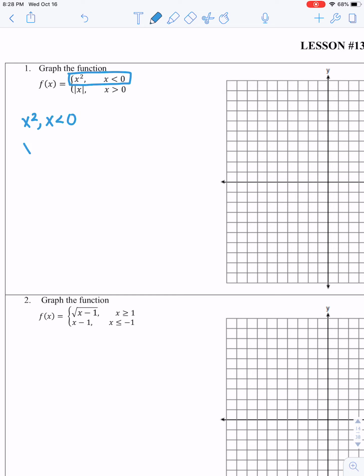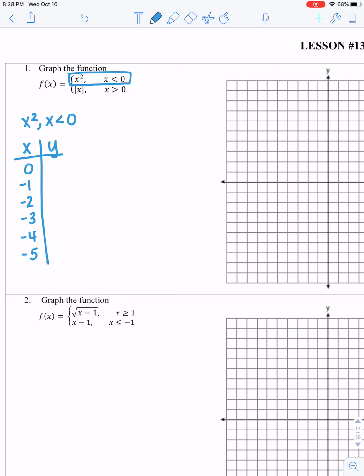We're going to create our table of values just like we would when we are graphing. The first value we should always put is the number that's given to us in the inequality, so 0. And then ask yourselves what are some numbers that are less than 0. So I got -1, -2, -3, -4, -5, and so on. These numbers are all less than 0.